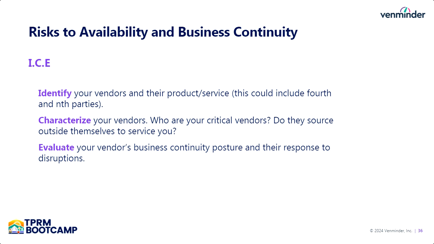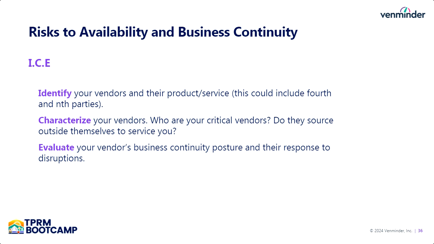When we talk about the risks to availability and business continuity, I want you to think of ICE, I-C-E. I stands for identify your vendors and their product or service. This can include fourth and end party as well. So I is for identify. C, characterize. Characterize your vendors. Who are your critical vendors? Do they source outside themselves to service you? You want to make sure that you understand what bucket they fall into outside of just criticality. So C is characterize. And then E is evaluate.